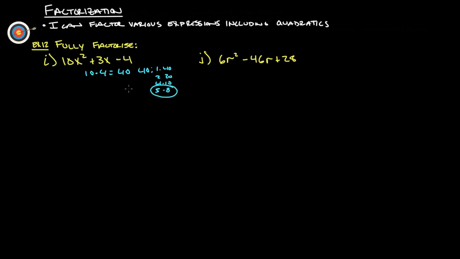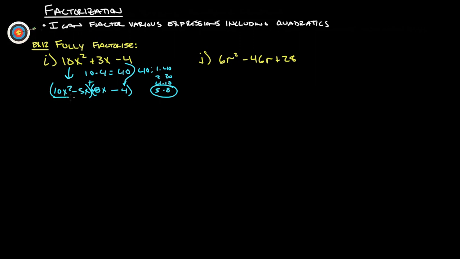5 and 8 have a difference of 3. So this is where I bring the 10x squared down, and I bring the negative 4 down, and I'm going to write this as a 5x and an 8x. Okay, these have to add up to positive 3, so this should be positive 8, and negative 5 will give me positive 3. Now group the first two, group the second two, and now we're going to factor. Remember to always put a plus in between these.